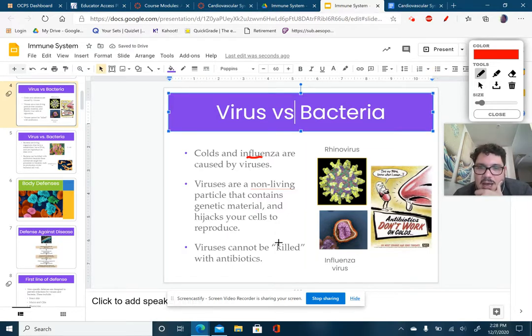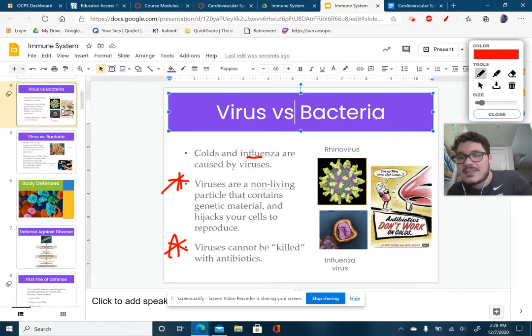Okay. Another important thing to comprehend. So this is big stuff here. This one right here. Viruses cannot be killed with antibiotics. Very important. I cannot tell you how many people believe that for a viral infection, like a common cold or a flu, you just take some antibiotics and you're perfectly fine. Antibiotics are just for bacteria, for bacterial infections.